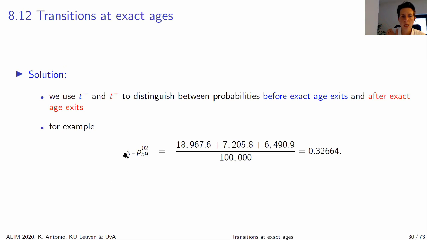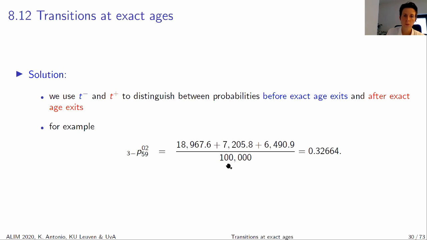And for example, if I would be asked to do the following calculation, so I start with a policyholder age 59. I want to consider the probability that he goes from state 0 to state 2, so that's retirement. And I want to consider, is that going to happen in 3 years? What's the probability that he's going to retire in 3 years from now? But I denote it with a 3 minus. So that means that I'm not going to take the retirements at exact age 62. I won't take those into account, right?